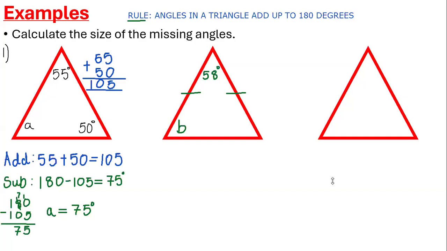How are we gonna get B? It's 180 minus 58. And then once you have that answer, because you have put 2 lines here, it would be an isosceles triangle. So that means that the answer that you have will be equal to the 2 corners. Very good.